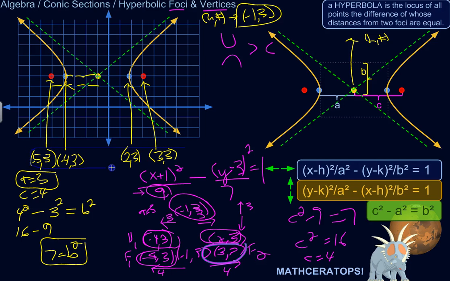Here's that information again. The key is knowing what a represents, what b represents, how you get a, b, or c if you've got the other two, how you find the center, and then how you find the vertices and the foci based on where the center is and the lengths of a and c. All right, good luck.